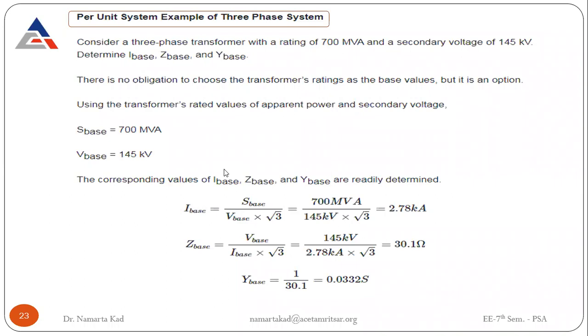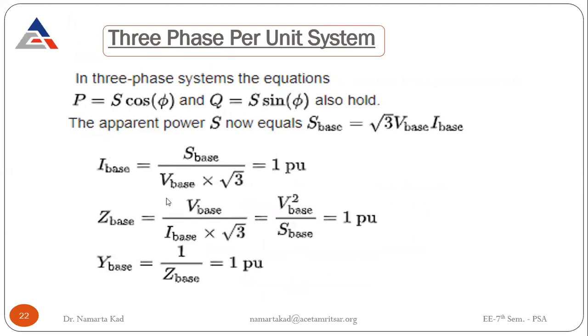Now the next is the per unit system. There is a simple numerical example of the three phase system. For this, consider a three phase transformer with the rating 700 MVA and a secondary voltage 145 kilovolts. Determine I base, Z base and Y base. Here we are going to apply the same formulas.